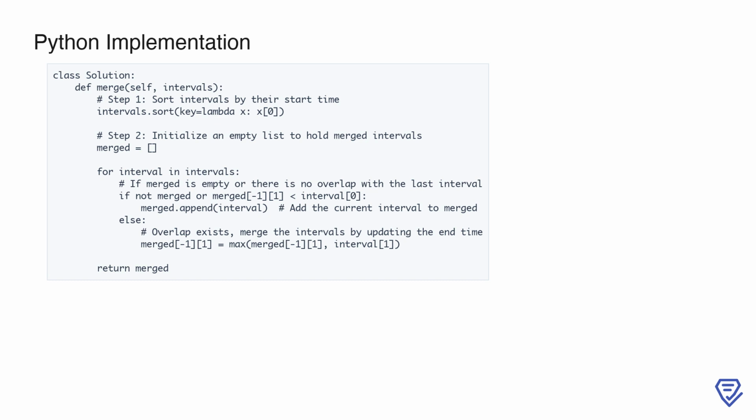4. Returning the result. After processing all intervals, the merged list contains the merged intervals, which we return as the result. This approach is efficient because we only sort the intervals once, and then we process each interval in a single pass. The overall time complexity is O(n log n), dominated by the sorting step, and the space complexity is O(n) for the result list.